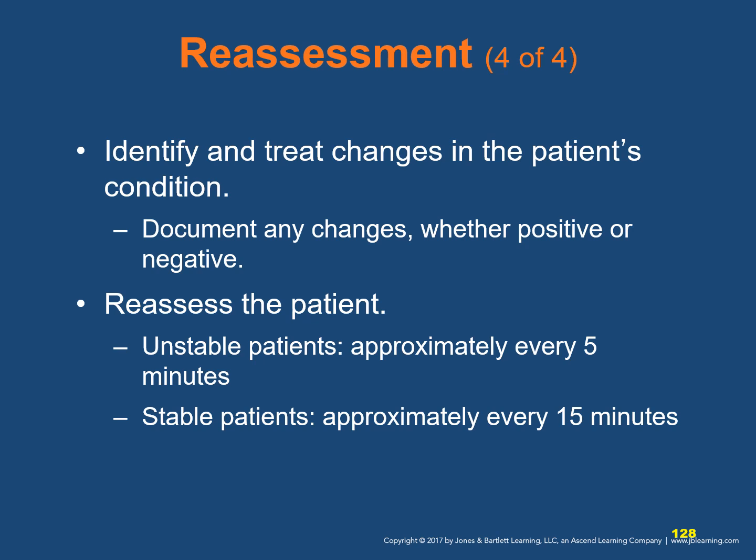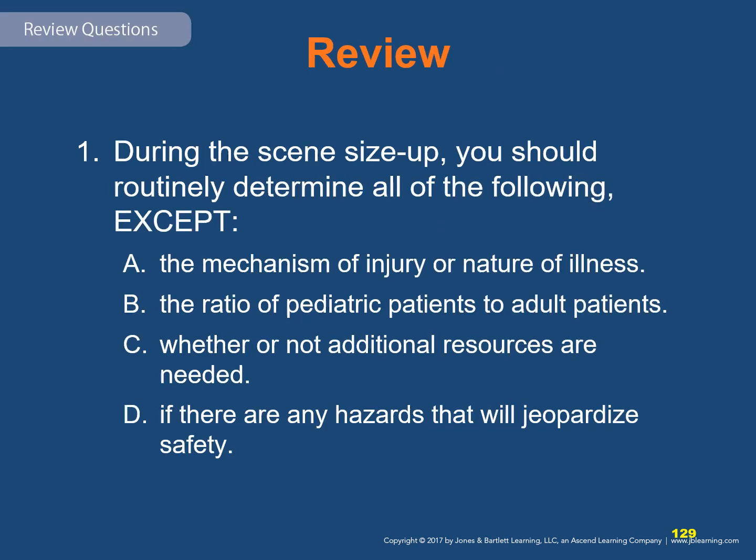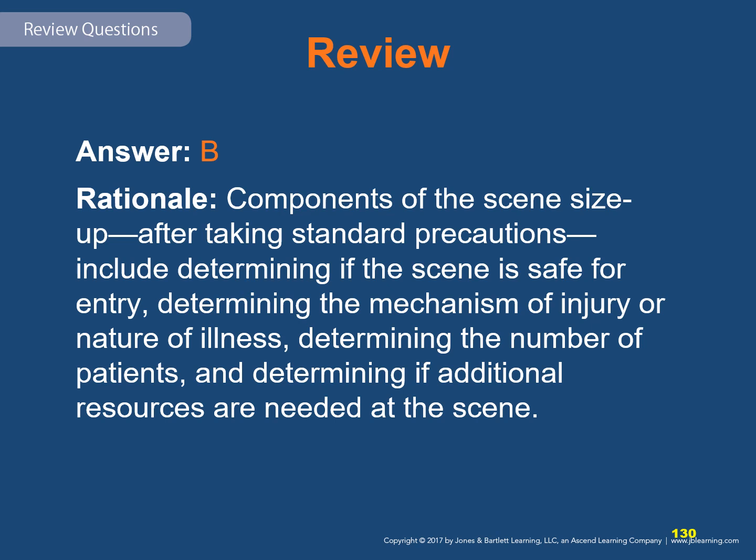Okay, class, thank you for your attention in this chapter, and we're going to do some review questions now. Review question 1. During the scene size up, you should routinely determine all the following except A, the mechanism of injury or the nature of illness, B, the ratio of pediatric patients to adult patients, C, whether or not additional resources are needed, or D, if there are any hazards that will jeopardize safety. And the answer is B.